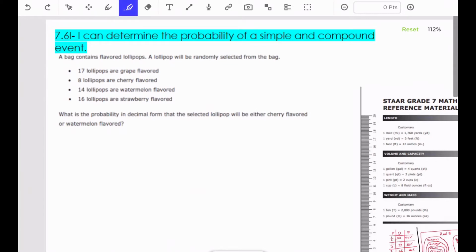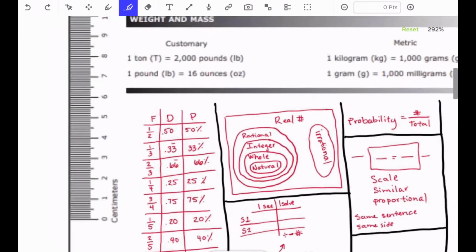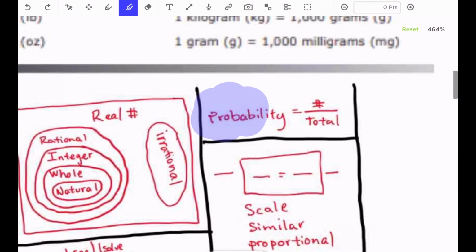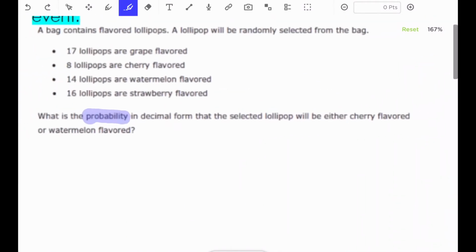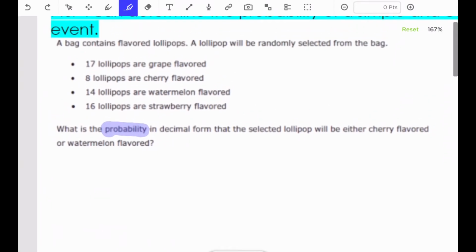So I'm going to look at the question, and I see this word probability right there. On our reference chart, we actually have a cheat code for probability. Probability is just going to be a fraction, and it's going to be a number over total. Oh, and at the end, they want to answer in decimal form. So let's look at the ones that we have: grape, cherry, watermelon, and strawberry.